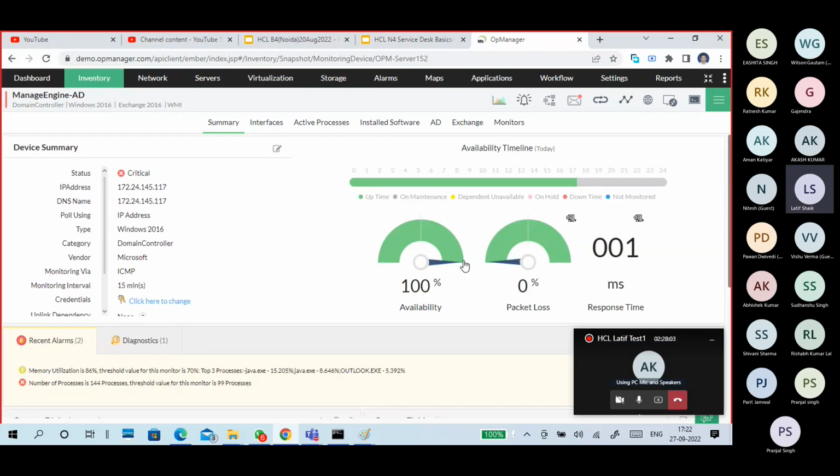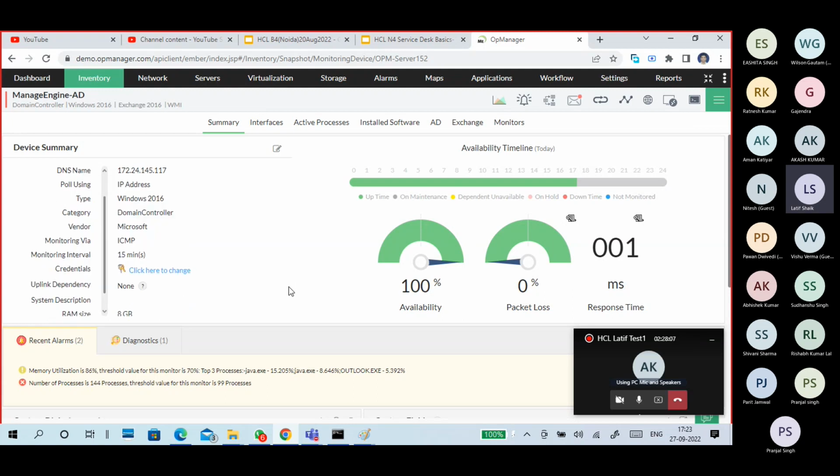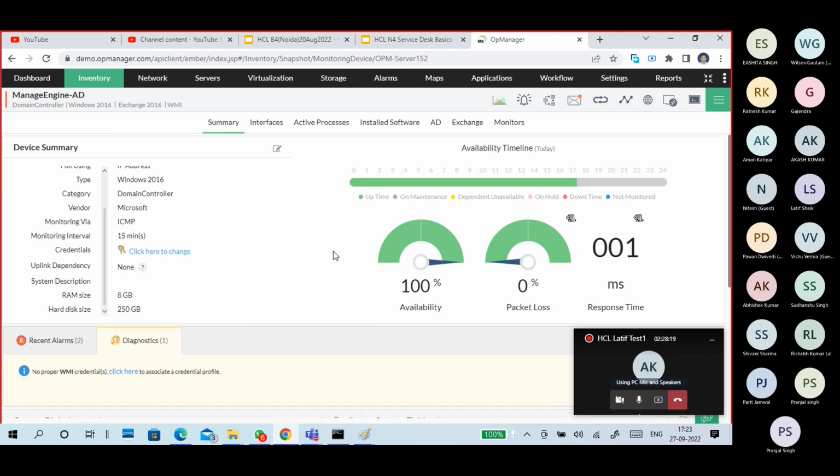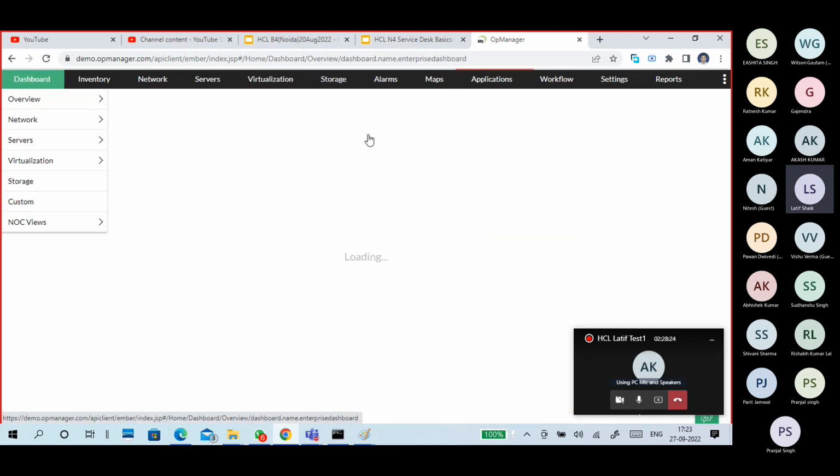Device summary, availability, packet loss, and response mean the connection is there. The device is not down, but these are the recent alarms and alerts we received. Okay, so one diagnostics and some other information. Okay, again go to the dashboard.